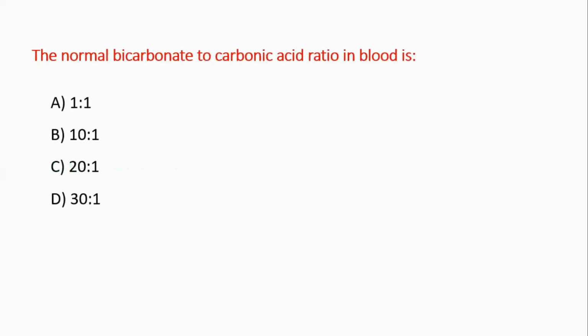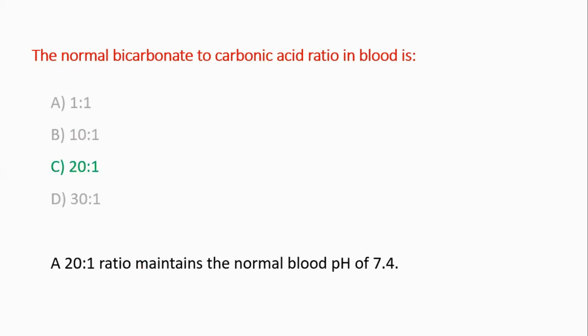The normal bicarbonate to carbonic acid ratio in the blood is: 1:1, 10:1, 20:1, or 30:1? One ratio can decide whether your blood remains normal or becomes acidic. Can you remember this magical number? Yes, the right answer is 20:1. The 20:1 ratio maintains a normal blood pH of 7.4. Remember, the blood pH is 7.4.